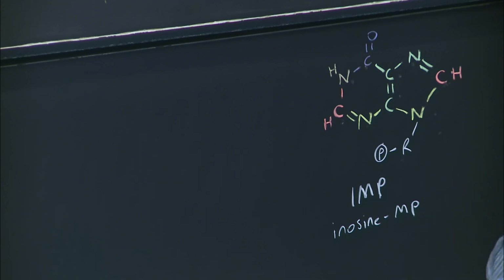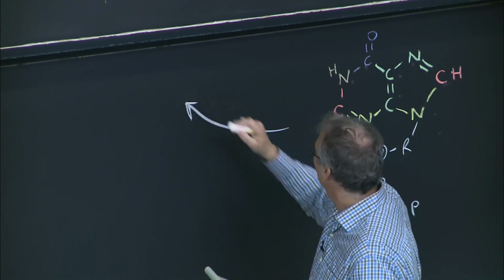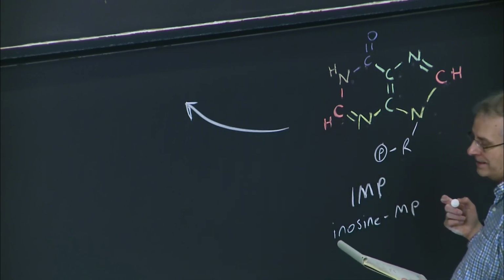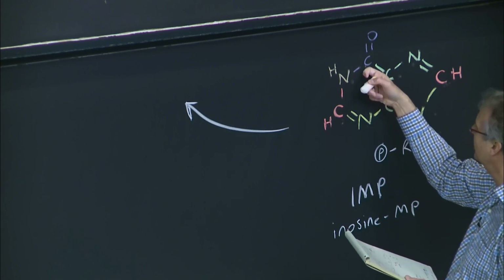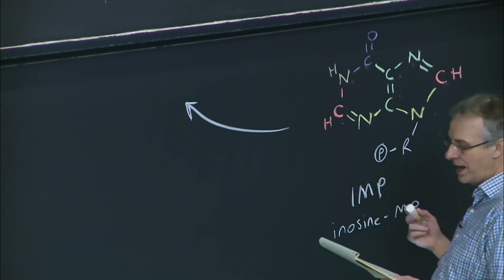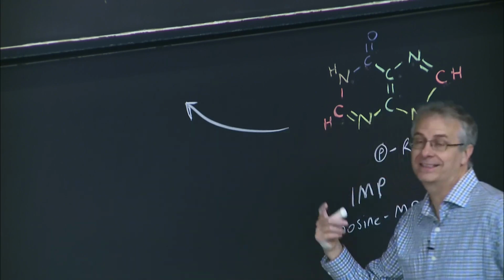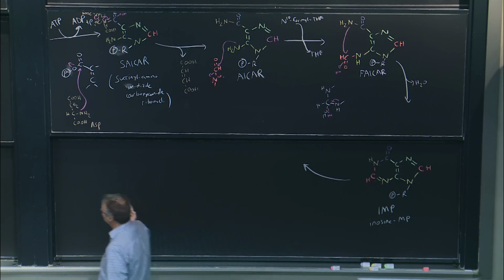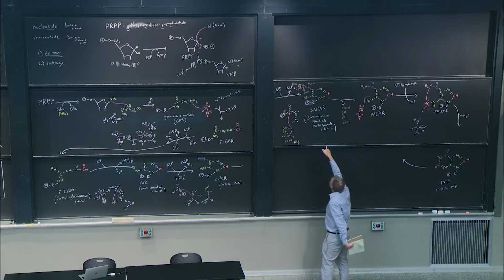And so how does that happen? Well, I'll show you. Turning inosine monophosphate into adenine basically involves putting a nitrogen here instead of this double bond to oxygen. And that occurs via a very similar, in fact, the same reaction that we saw to take SAICAR and generate AICAR, all right?